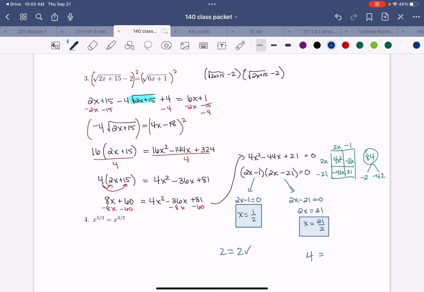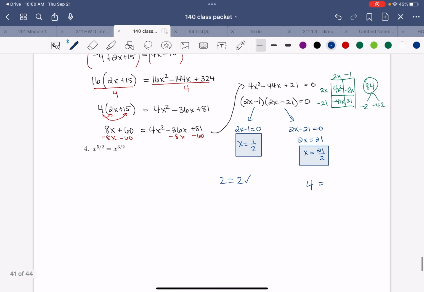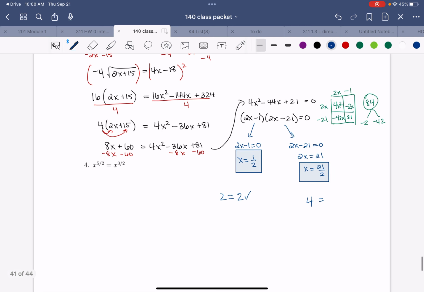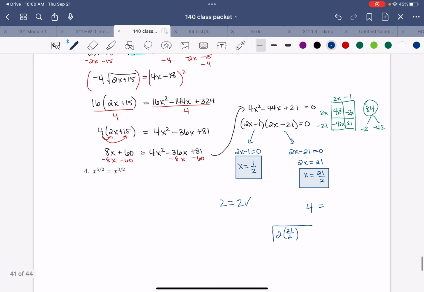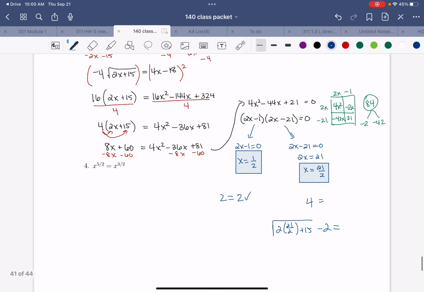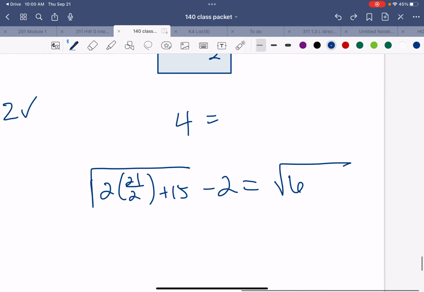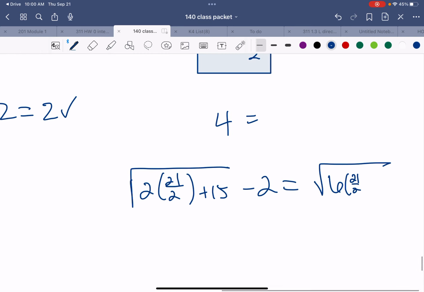Hold on, let's do this one a little slower. When you plug in 21 over 2, because I think this one might not work. Let's check it. So 2 times 21 over 2 plus 15 minus 2. And over here, square root of 6x plus 1. Instead of the x, we put in our 21 over 2. And then plus 1. Okay.